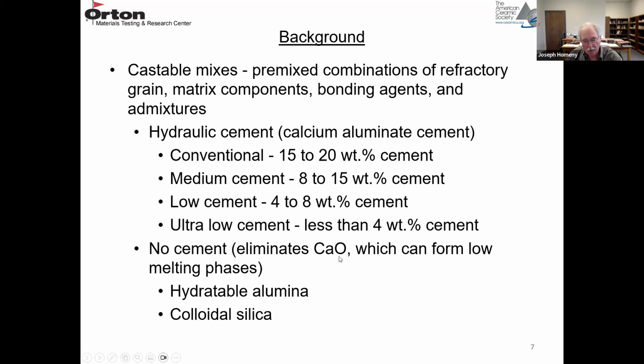I mentioned that eliminates the CaO, or the lime. When you have CaO, SiO2, and alumina, Al2O3, present, that can form some low melting phases. So the use temperature goes up as you go down in cement content. And if you don't have any cement, you're going to have a bonding agent. That's usually a hydratable alumina or a colloidal silica.